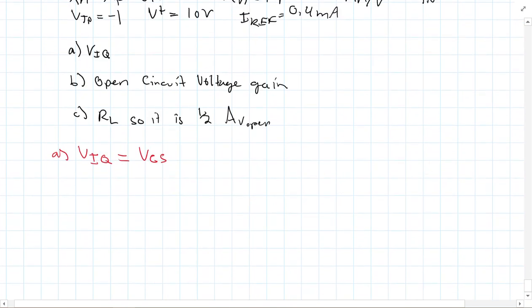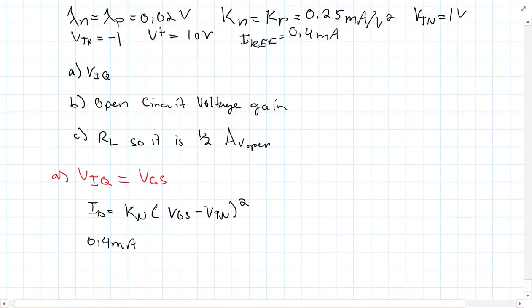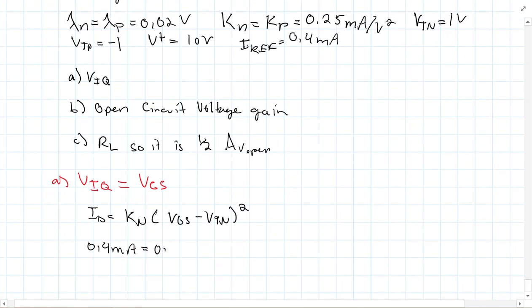And so we're just going to go ahead and use the equation here that, well, we have ID is equal to Kn times (VGS minus VTN) squared. And so my current here is 0.4 milliamps. My Kn is 0.25 milliamps per volt squared. And then my (VGS minus 1) squared.